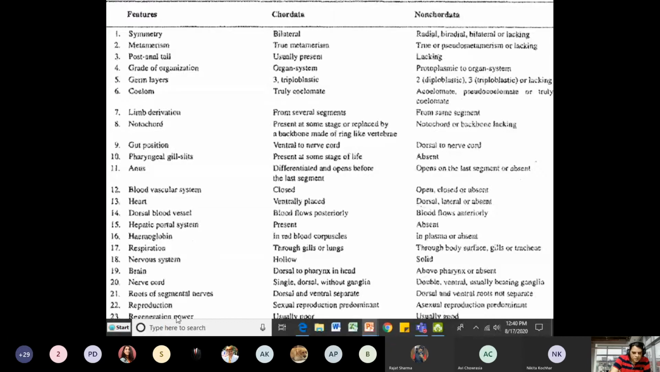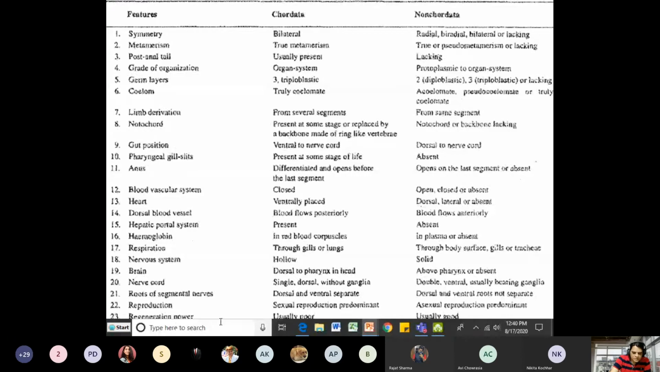About reproduction, sexual reproduction is predominant, meaning they only show sexual reproduction. Sexual dimorphism is also seen in most of the chordates, where male and female can be distinguished externally by looking at morphological features, whereas in non-chordates asexual reproduction is predominant.